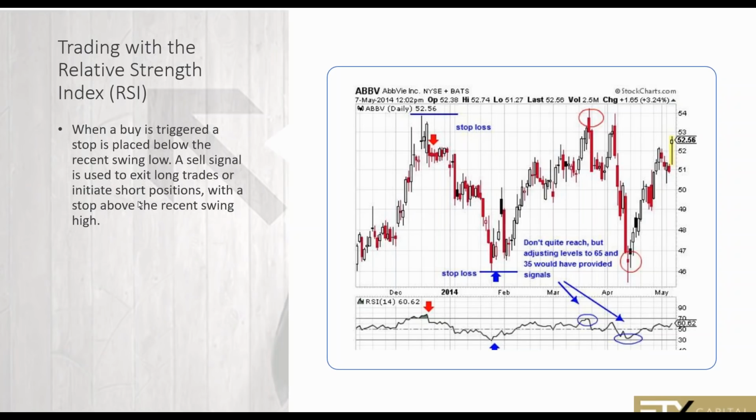So when a buy is triggered, a stop is placed below the most recent swing low. A sell signal is used to exit long trades or initiate short positions with a stop above the recent swing high. Okay, so we can see the swing lows and swing highs of the RSI, or the breaks above the 50 and below, and the breaks in overbought and oversold. And then we can use our candlesticks to set our stop losses.